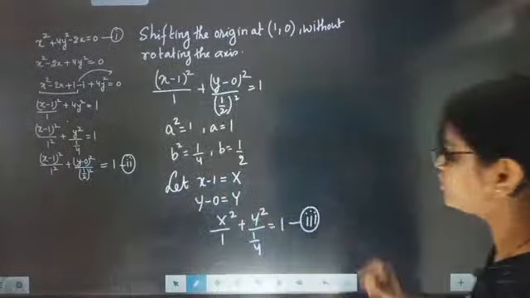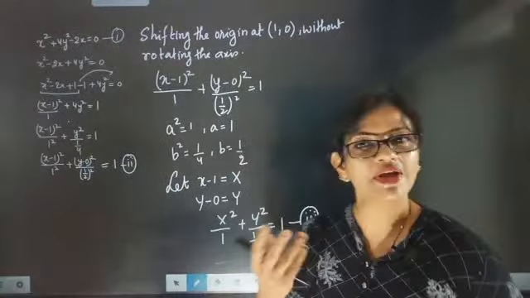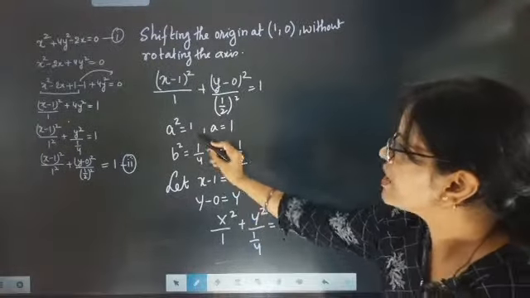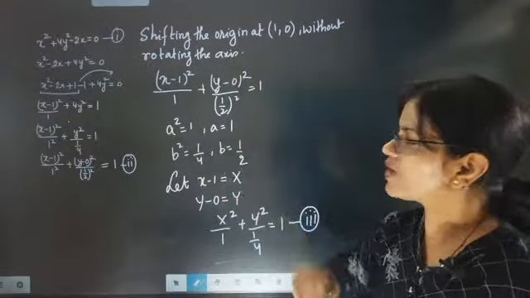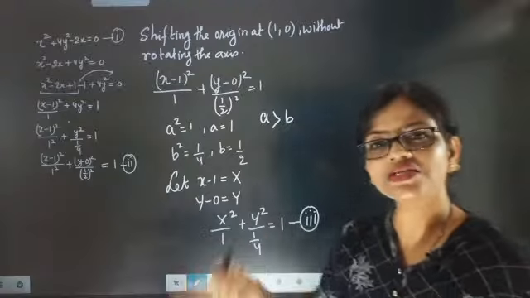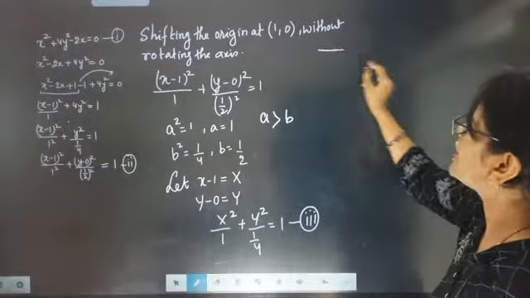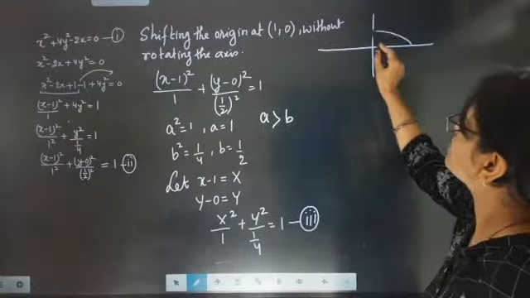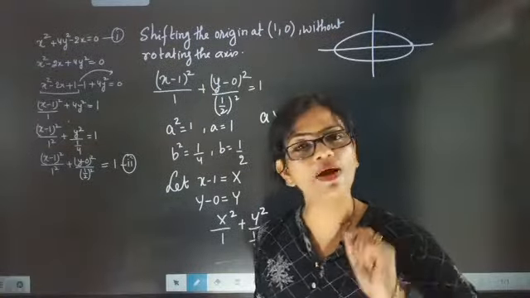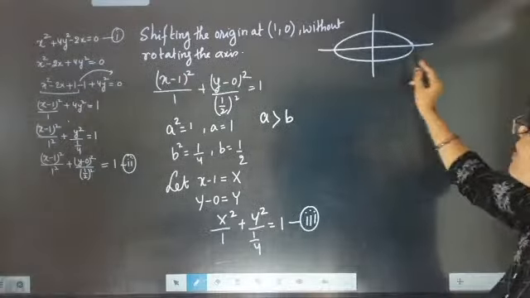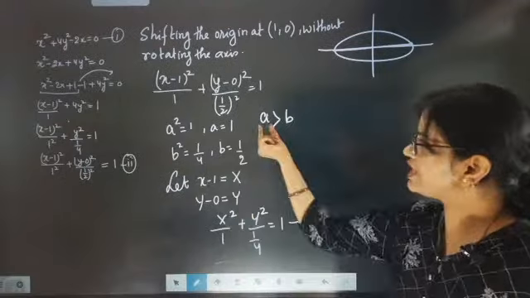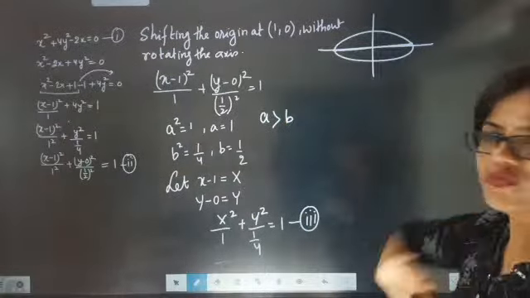Now beta, what we have to do? Now we have to find the major axis, minor axis, everything. Since you see here a square is 1 and b square is 1 by 4, here a is greater than b. So since a is greater than b, your ellipse will be like this. That means the major part of the ellipse is resting on the x-axis, because a is greater than b. Now our work is over.